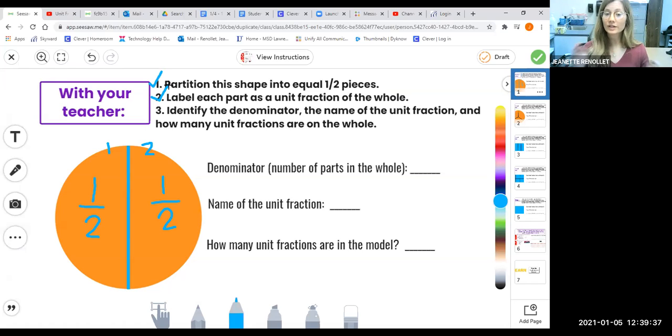Step 3 is when I fill in the blanks and answer the questions, just like Mrs. Sousa. Step 3 says, identify the denominator, name the unit fraction, and answer how many unit fractions are in the whole. So let's do one at a time. The first one says to name the denominator. I know my denominator is down on the bottom. I see over here, I have labeled 2 as my denominator. So I can put a 2 in the blank.